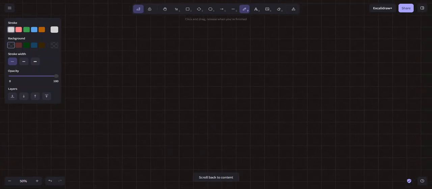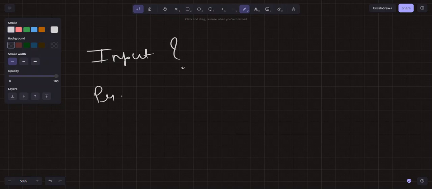What should you do before writing code? Before writing any code, always ask yourself three questions. What is the input I need to pass? Then, what should be the process I should follow? And what am I expecting as output, right?